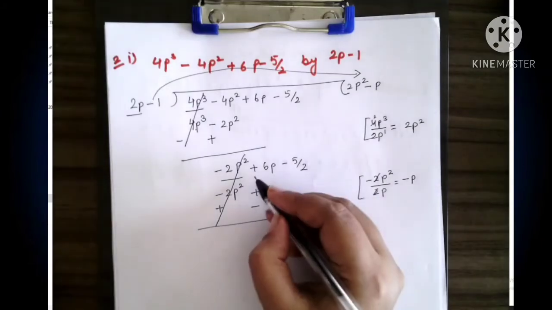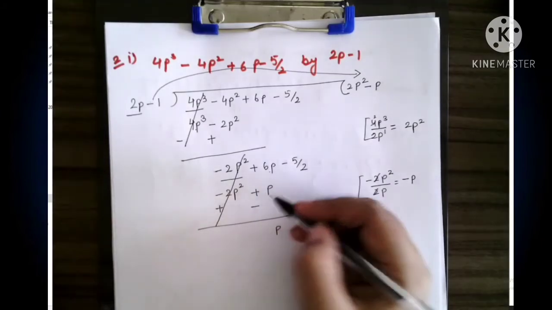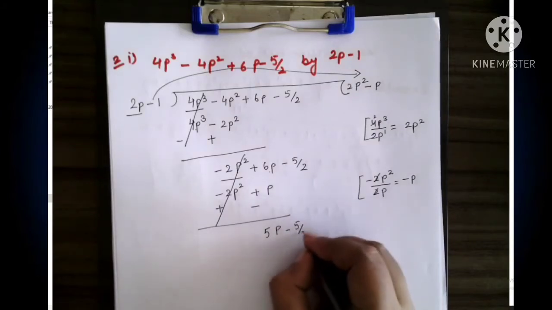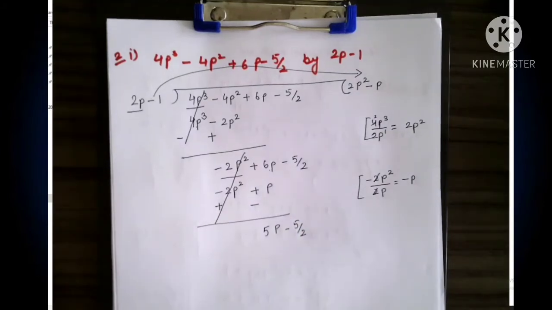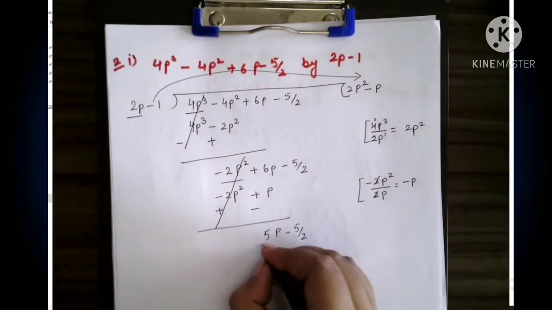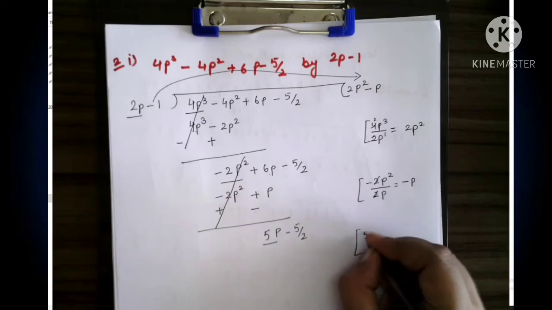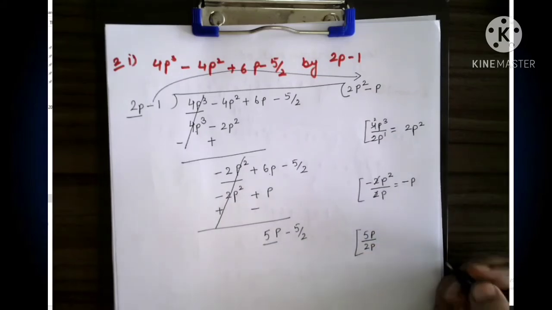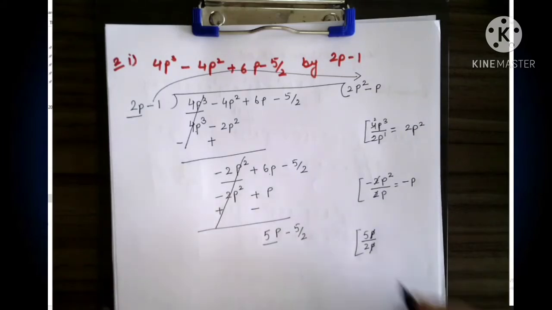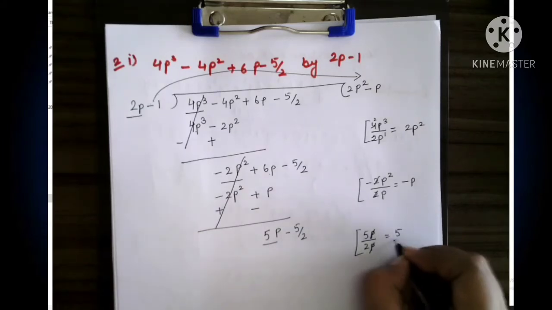Plus 6 minus 1, it is your 5. Minus 5 by 2. This is our new dividend. Now again the first term of the dividend, 5p divided by 2p. 5p divided by 2p, cancel. You get 5 by 2.